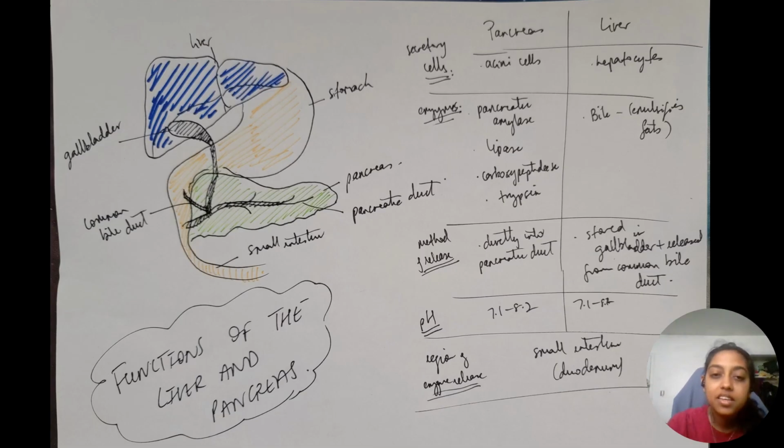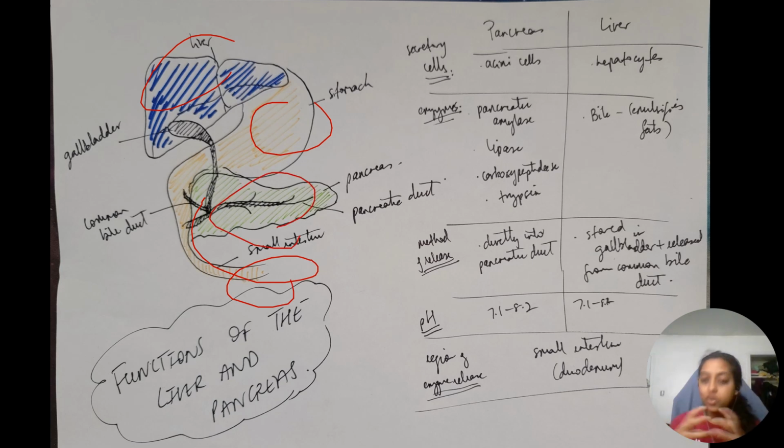So this is the liver, the stomach, the small intestines here, and the pancreas. And they're all very closely linked. And the pancreas has acini cells which produce the pancreatic digestive enzymes, and the liver has the hepatocytes.